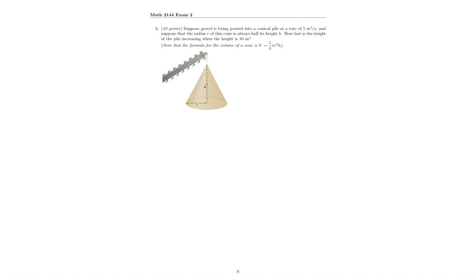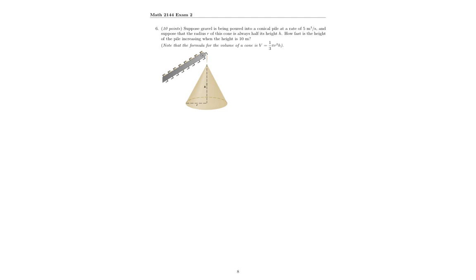So let's take a look at this next problem. Number 6: suppose gravel is being poured into a conical pile at a rate of 5 meters cubed per second, and suppose that the radius r of the cone is always half its height h. How fast is the height of the pile increasing when the height is 10 meters? Note that the formula for the volume of a cone is V equals 1/3 pi r squared times h.